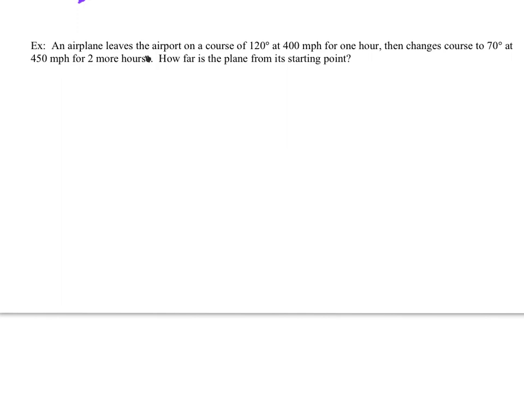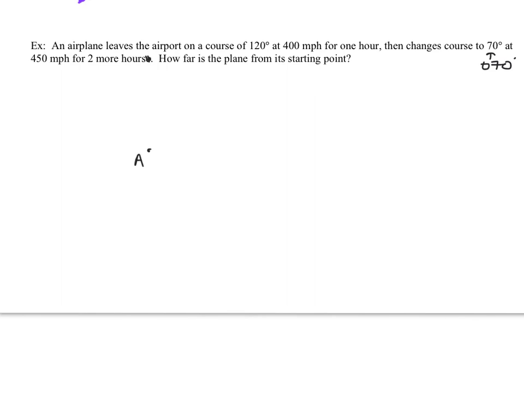One thing to note, I think I did do a typo right there. That should say 070, not just 70. Sorry about that. All right, let's see if we can create a picture. Let's locate where the airport is. So now I'm just going to pick a point and label it A for airport.